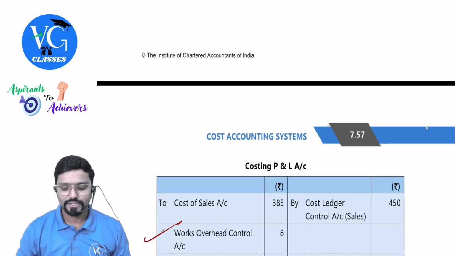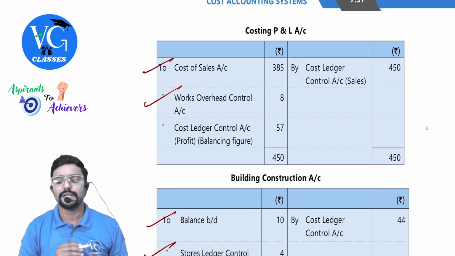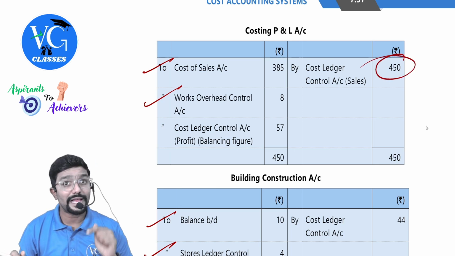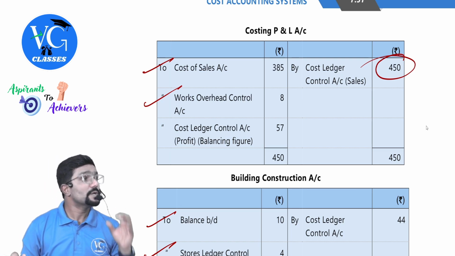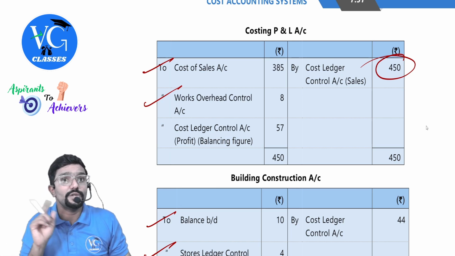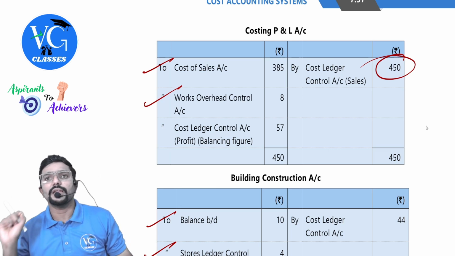Okay, sir. Sure. Now coming to costing P&L account. You can observe cost of sales is on the debit side. Now on the credit side, we are recording sales. What is the entry now? As per this question, what is the entry? Cost ledger control account to costing P&L. As we are not recording in sales account, don't use "to sales". It is to costing P&L account.